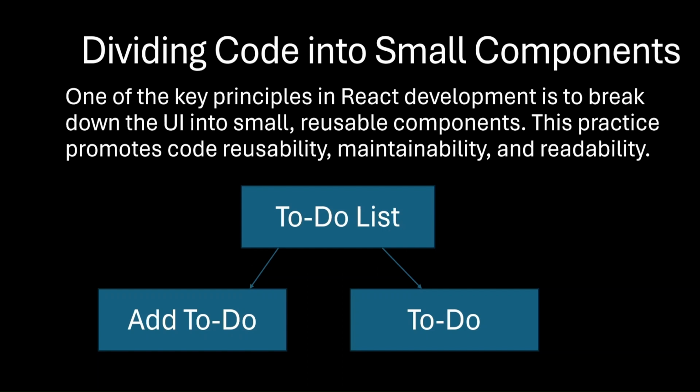One of the key principles of React development is to break down the UI into small, reusable components. This practice promotes code reusability, maintainability, and readability. We will divide our large to-do list component into small components.